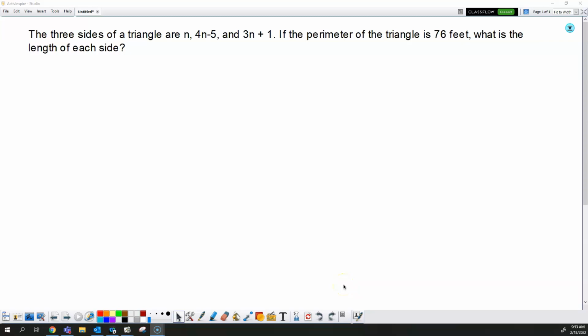The three sides of a triangle are n, 4n minus 5, and 3n plus 1. If the perimeter of the triangle is 76 feet, what is the length of each side?